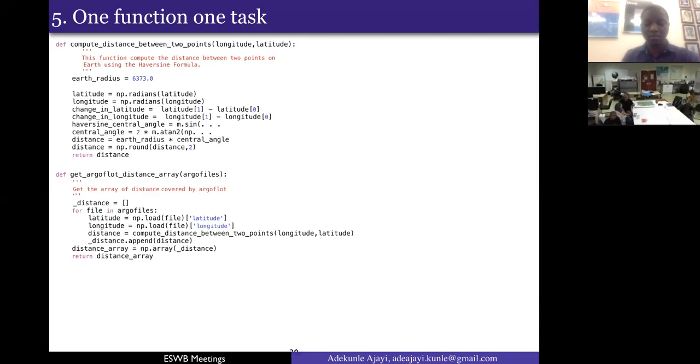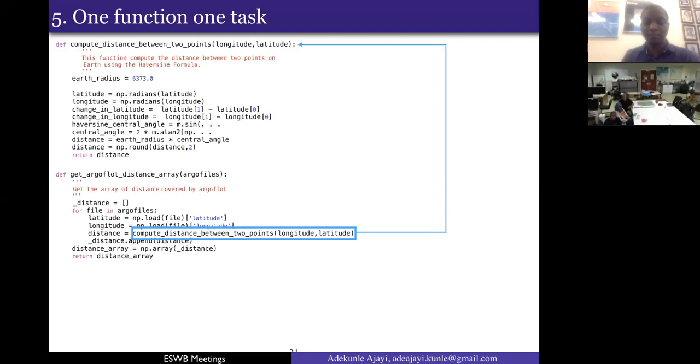So you will see that I've created another function, get argo float distance array, and I'm calling the first function in the second function. I could have said, okay, I'm just going to add all these things together and loop over in one script, but no, it's easier for me this way because I can understand what each function is doing.